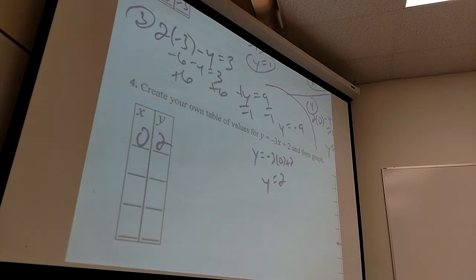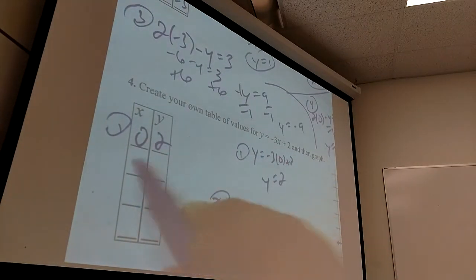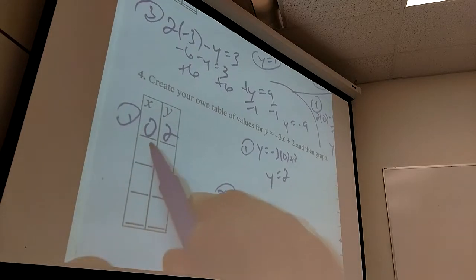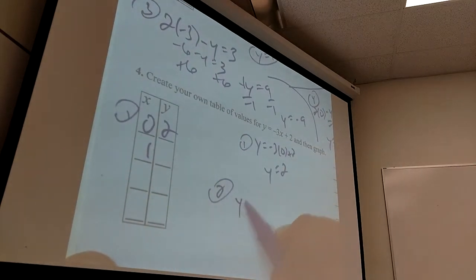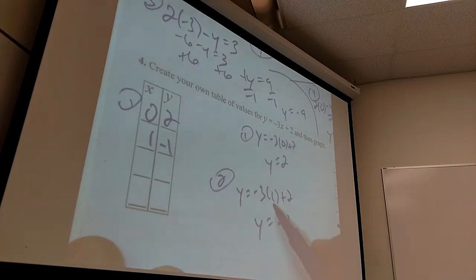Now if you didn't use that one, it doesn't matter. But that's one I always make sure I use. What's another one that you guys used? 1? That makes sense. y equals negative 3 times 1 plus 2. y equals negative 3 plus 2. So if I make x equal to 1, I get negative 3 plus 2, which is negative 1.